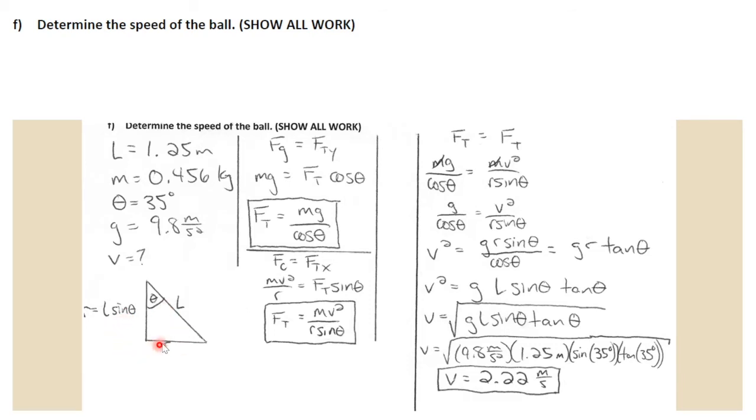Essentially, the relationship here is that this is the opposite side from the angle. Remember, we use vertical angles in these problems. That's why the sine and the cosine switch. The radius is the opposite side. The length is the hypotenuse. And so we have r equals L sine theta.